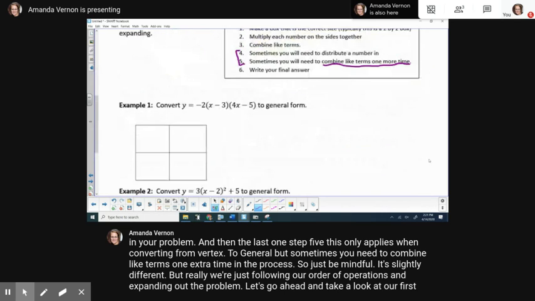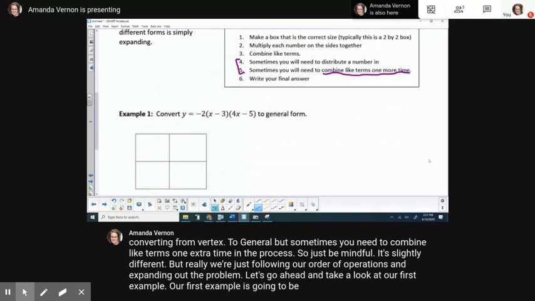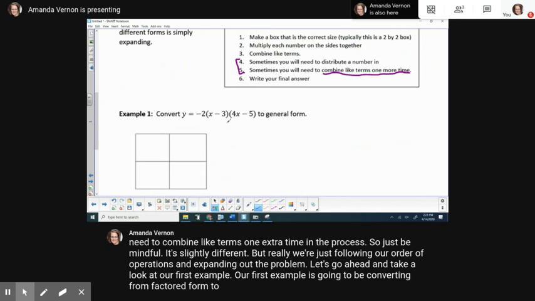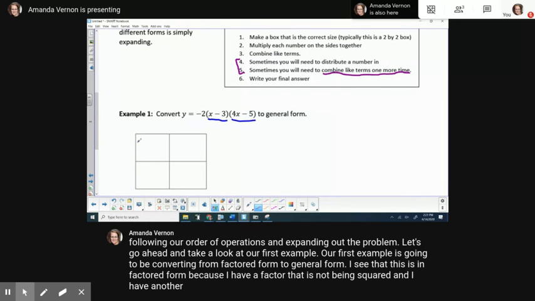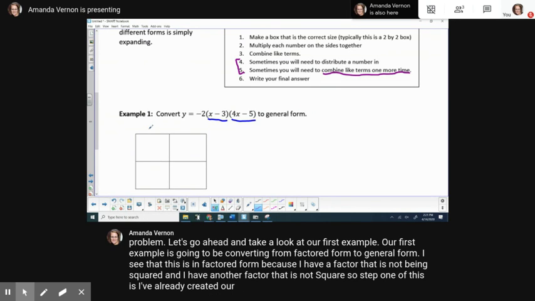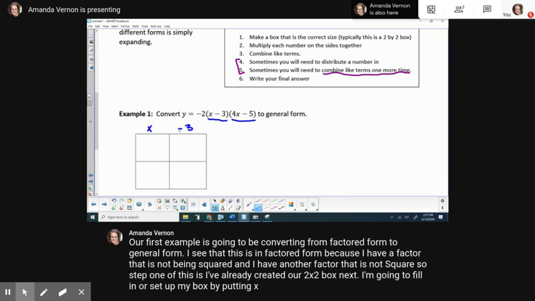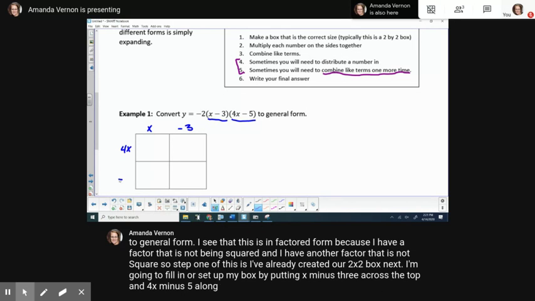Our first example is going to be converting from factored form to general form. I see that this is in factored form because I have a factor that is not being squared, and I have another factor that is not being squared. So step 1 of this is I've already created our 2x2 box. Next, I'm going to fill in or set up my box by putting x minus 3 across the top and 4x minus 5 along the side.